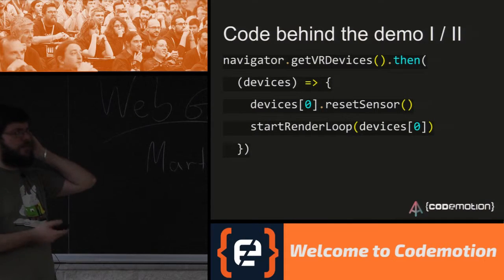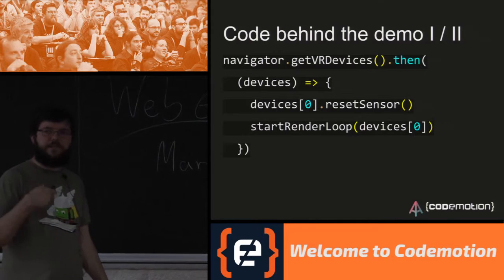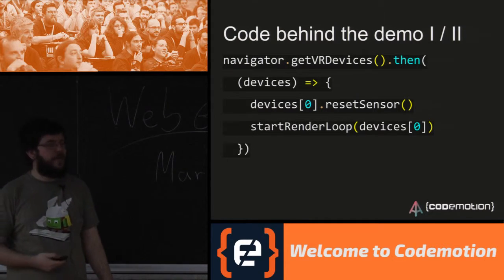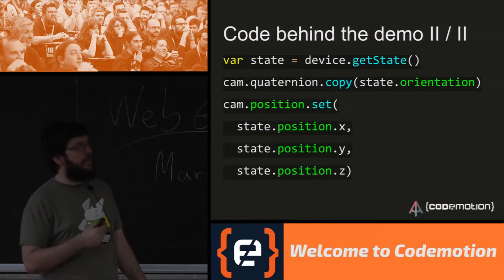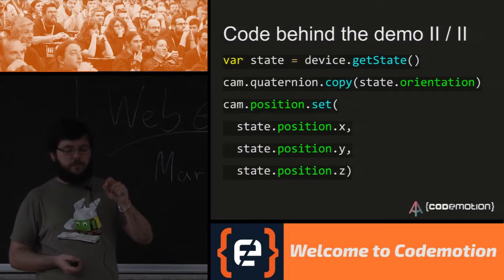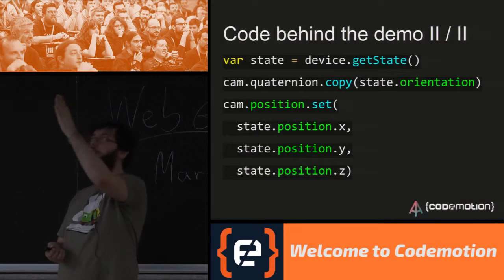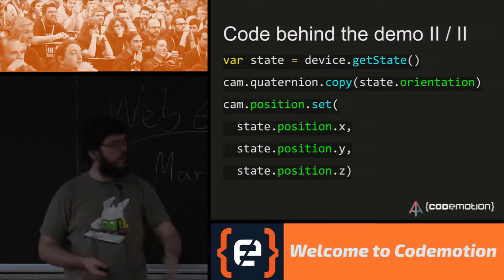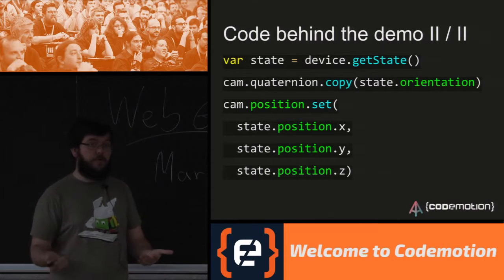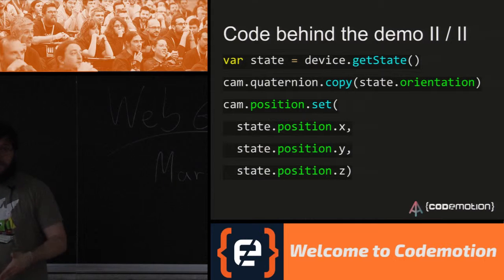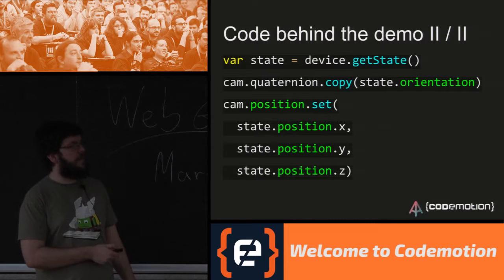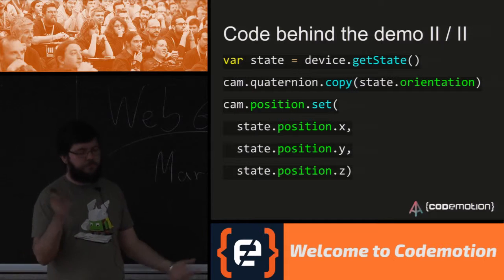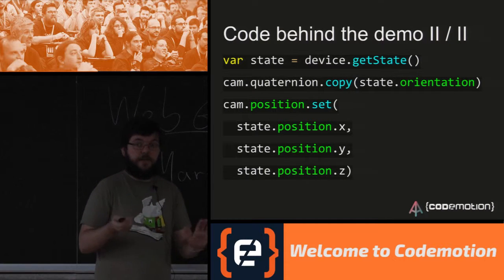And then we start the render loop with this device. The render loop is the request animation frame loop, where we do something for each frame. We say, hey, please give me the state. And the state is two things. One is, where am I looking at? That's the orientation, my normal vector, kinda. And the position. Where in the room am I actually right now? Here's one position, there's another position, it's the same orientation. And then I set my camera accordingly. So this sets the rotation in this case. This sets the position. I'm done. This is all that the demo really does.